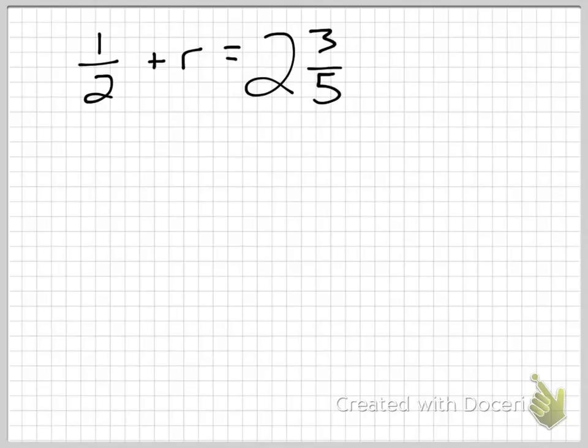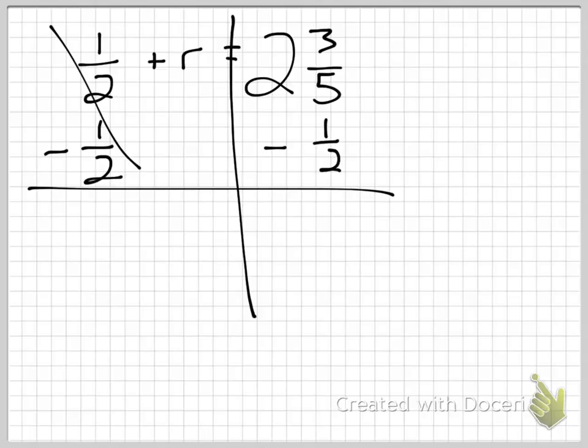Let me give you one here. What about 1/2 plus r equals 2 3/5? What do I do here? Line down the equal sign. Next thing, minus 1/2, minus 1/2. They're gone. That leaves r equals. And then you go 2 3/5 minus 1/2. Can you subtract them the way they are? No, you've got to find a common denominator.